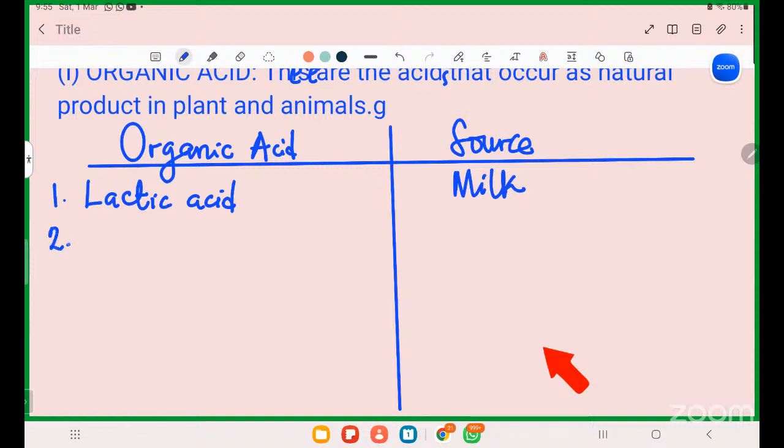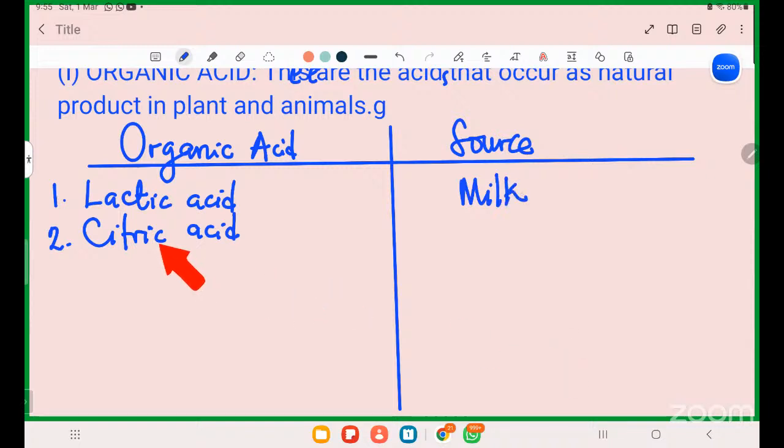Then another example, if you are asked to mention examples of acid: citric acid is also an organic acid that occurs naturally. Okay, citric acid. The source for citric acid, you see it in lime, okay, and lemon. Those are the sources of citric acid.